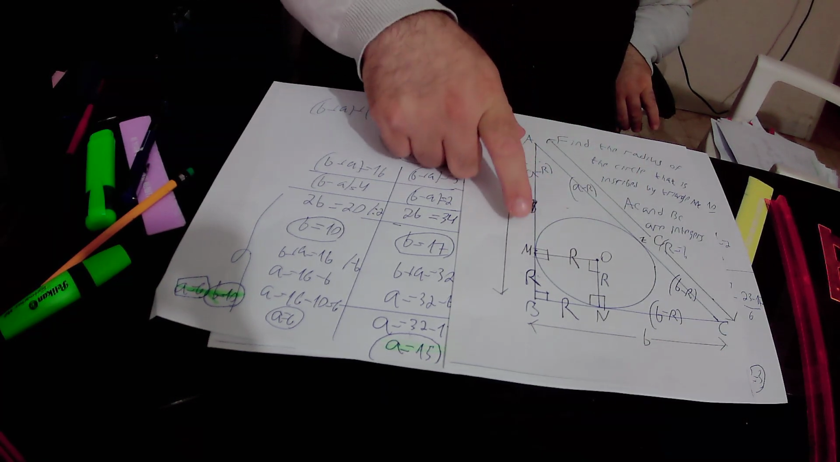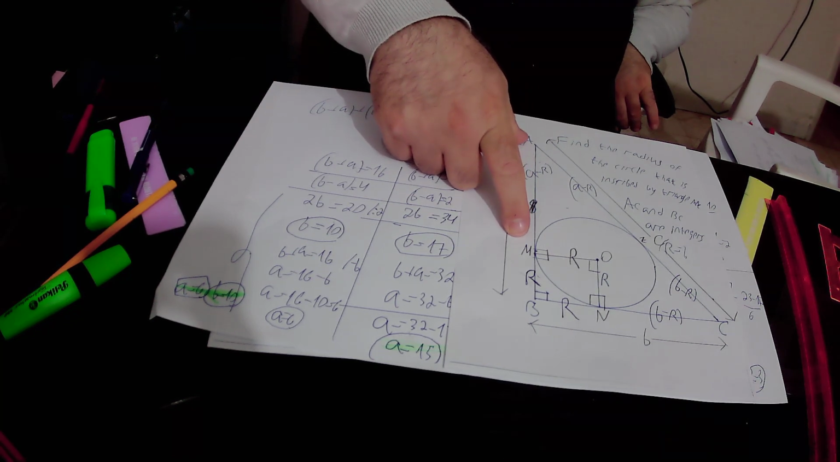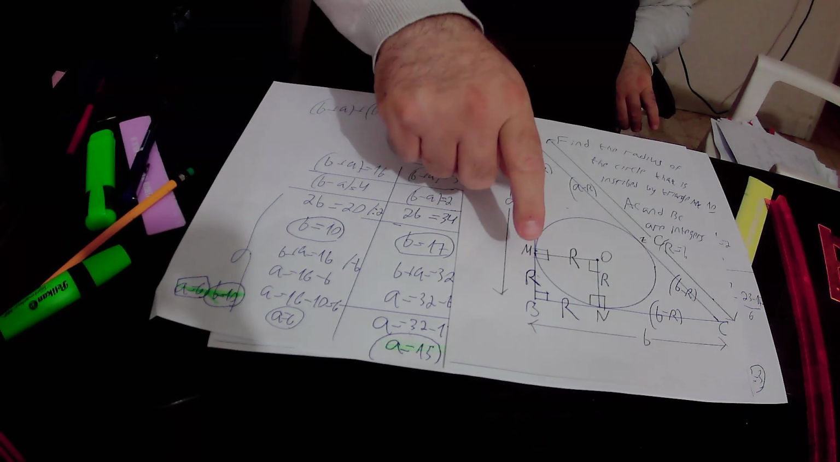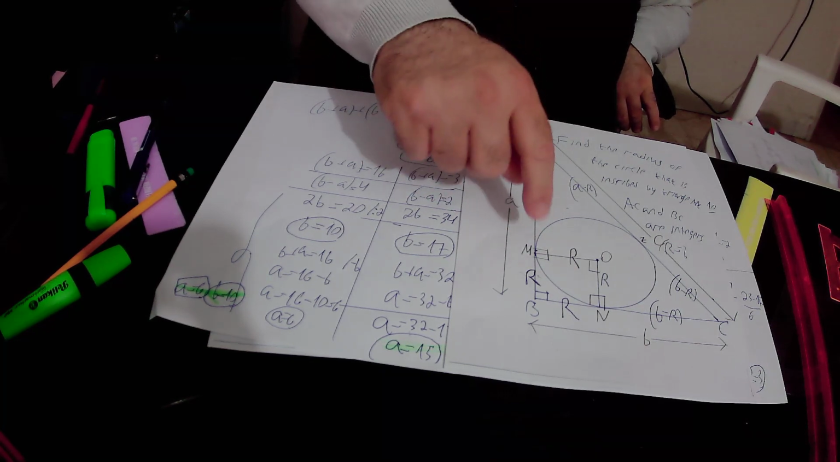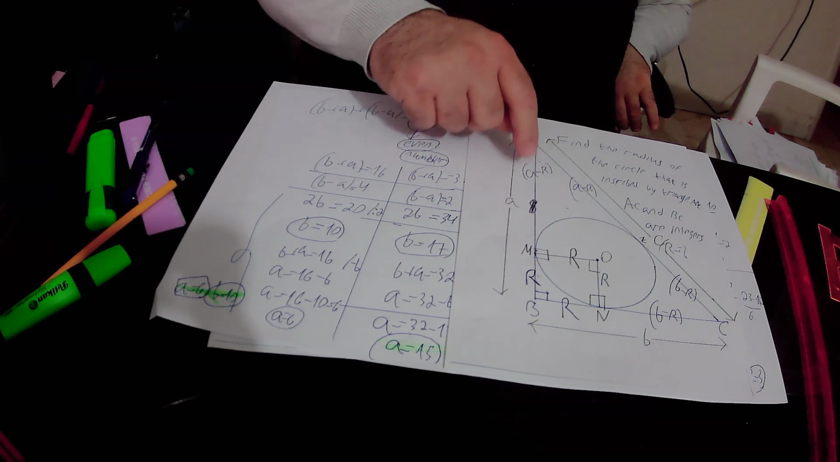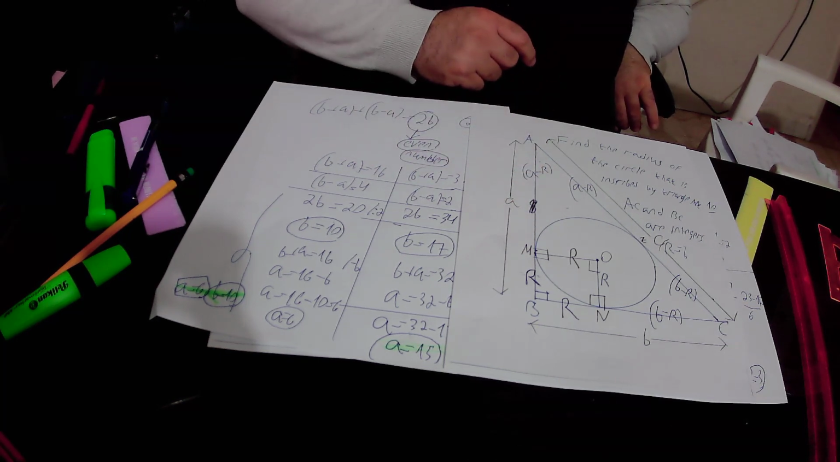So here, what is the length of AM? AM equals AB minus MB. AB is A and MB is R. So in conclusion, AM equals A minus R.